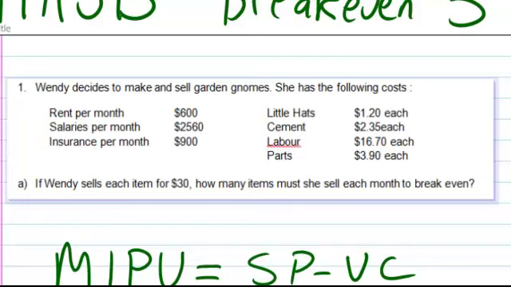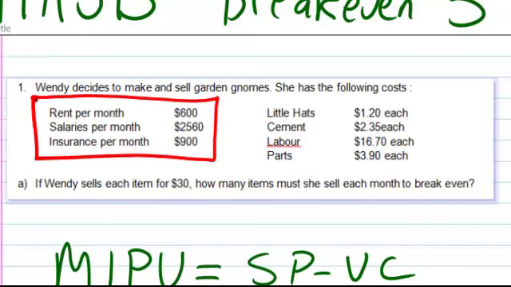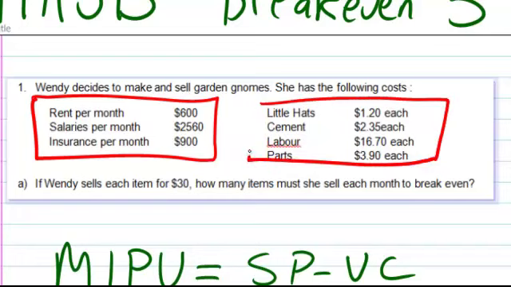cement, labour and parts. These things here are all fixed costs because they all stay the same regardless of how many items you make. Here are the variable costs because these ones will go up each time you make an item. So every time you make a gnome, you need one little hat. So you keep on adding that on. So the more you make, the more your variable costs will be.